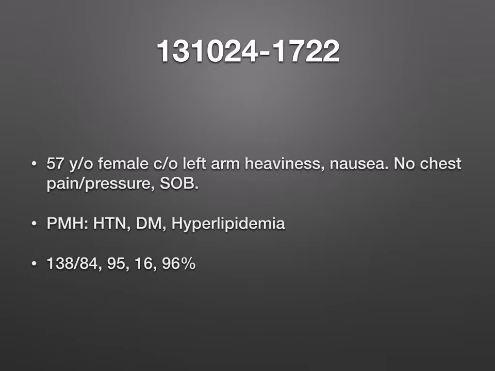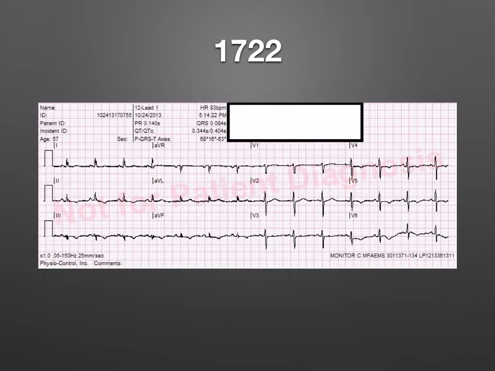So that was a weak story, weak EKG. That was not a STEMI. This case is a 57-year-old female who's complaining of left arm heaviness, nausea. She has no chest pain, no pressure, no shortness of breath. She does have a history of hypertension, diabetes, and hyperlipidemia, and you see her vital signs there. Here's the ECG. So in this case, what we see is a sinus rhythm without any diagnostic elevation.